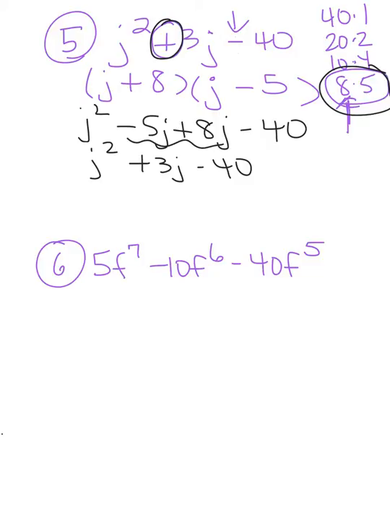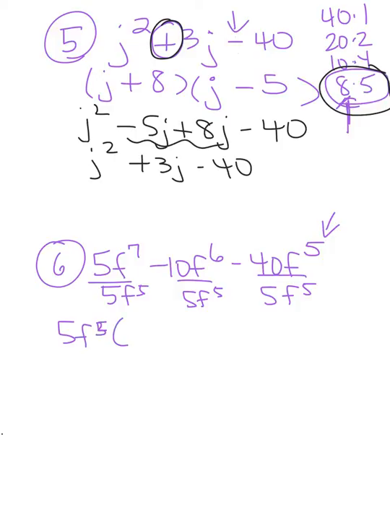And looking at our last problem for today, number 6, again, I'm looking for my greatest common factor. In this case, a 5 goes in each term, and also an f to the 5th. That's my lowest exponent. So I'm going to divide everything by 5f to the 5th, since that's my greatest common factor, and I'll rewrite that out front. And I'm left with f to the second minus 2f minus 8.